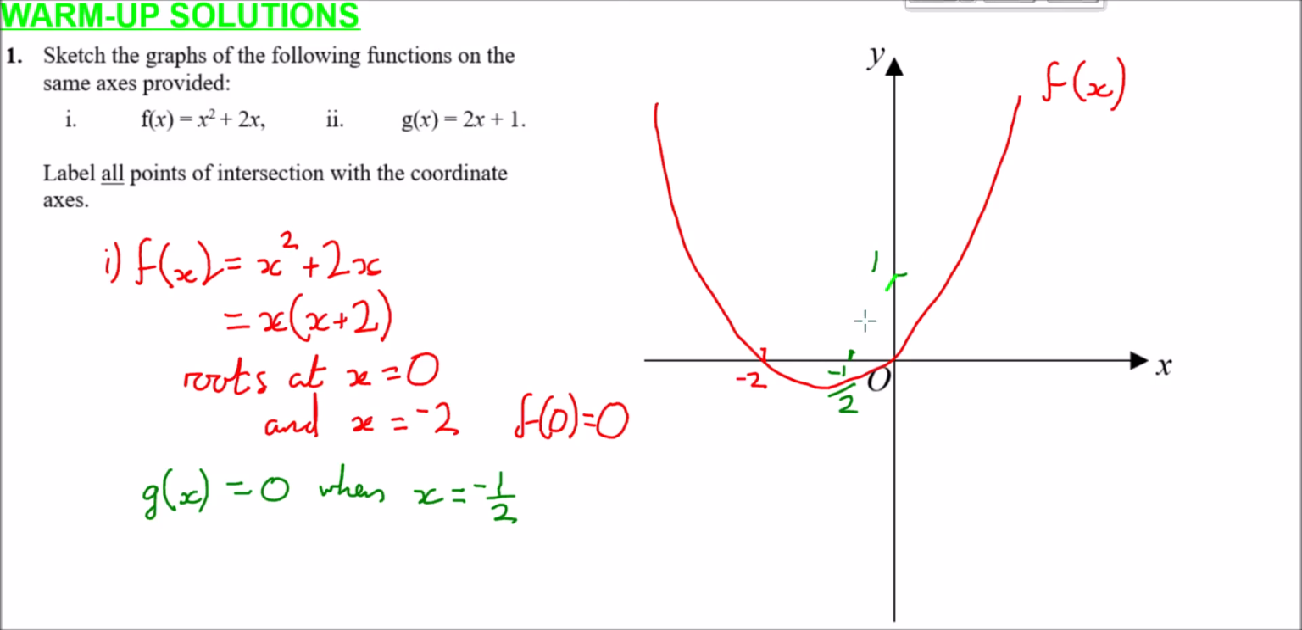So g of x is going to look something like this. Like so. And of course, f of x will eventually come up and hit g of x. So there's going to be two solutions for this one. And so there we have g of x.